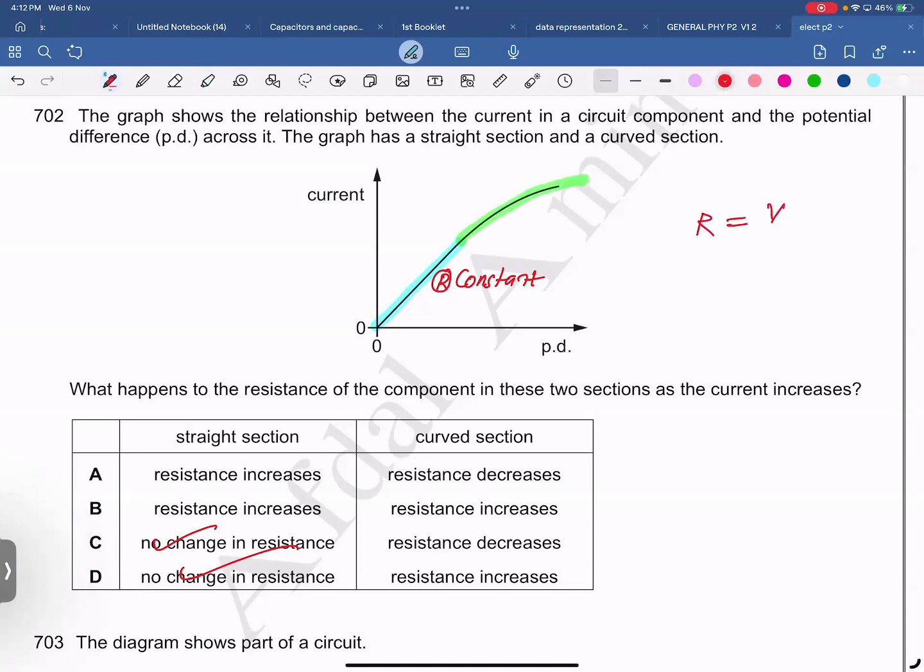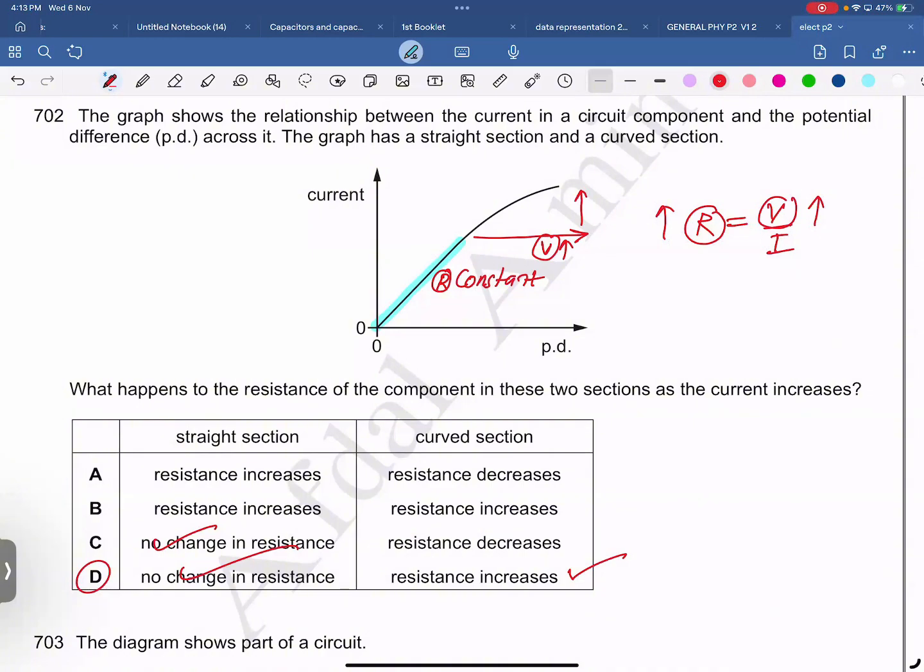Resistance is voltage over current. If you go for this curved section, there is a greater change in voltage than in current. So in the curved section, the voltage changes more and the current changes less. The more the change in voltage, the more the resistance. So resistance increases. Option D.